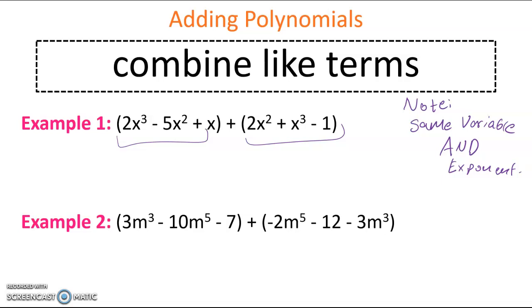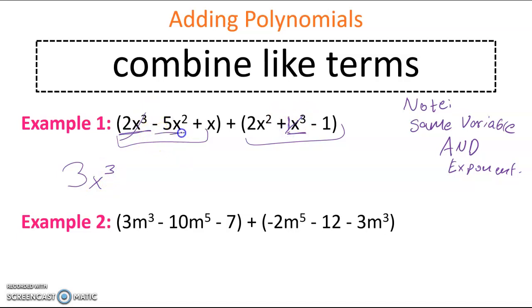So to start this off, let's start with 2x cubed. I'm going to look not only in this polynomial, but in this polynomial for any other x cubeds. And I find an x cubed here. So all I'm going to do now is add the numbers out front. No number, remember, is the number 1, so I'm going to add 1 plus 2. That gets me 3, and then my x cubed stays the same. Now I'm done with those. I cross them out when I'm done with them.